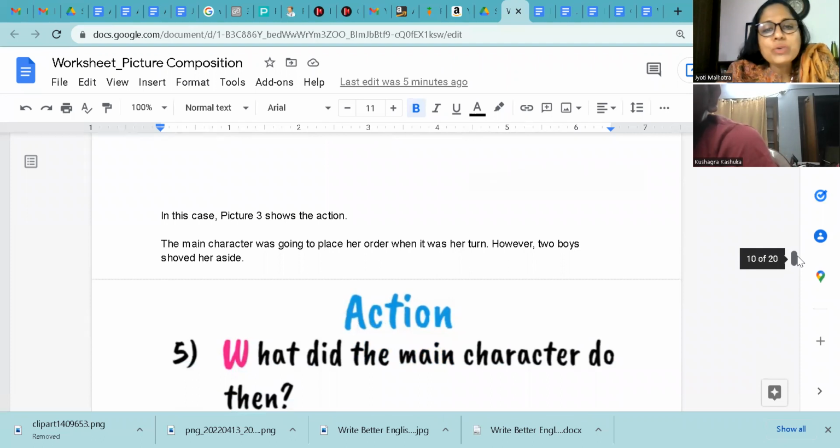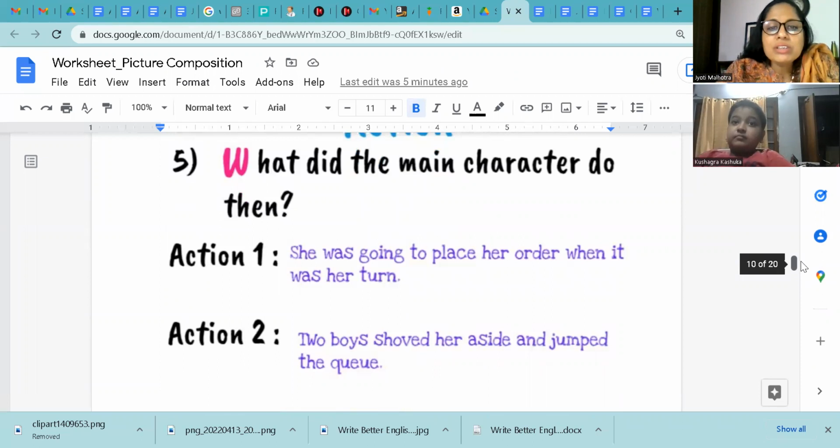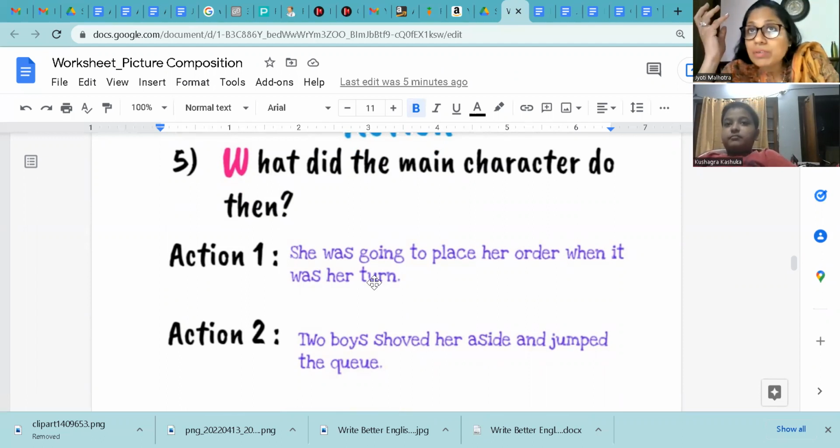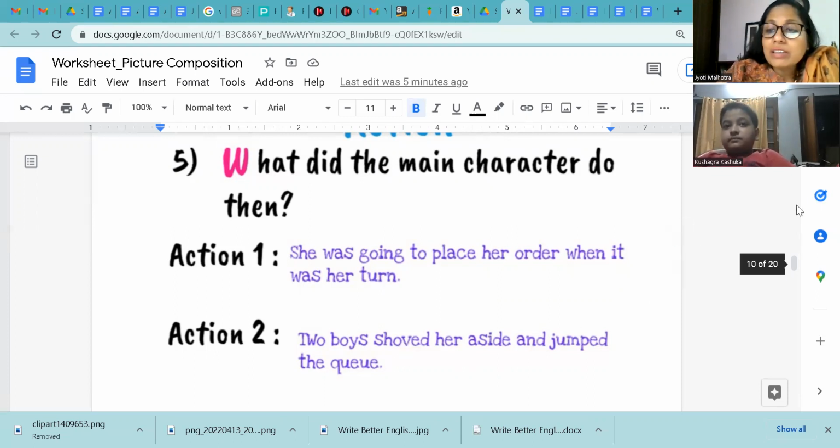No, that's okay. We are not just looking at her. First of all, she wanted to buy the noodles. Then she was just about to place her order when her turn came. But then suddenly, what happened? You are expecting her to buy noodles, but that doesn't happen. Something opposite happens, and that gives rise to high emotions. You feel angry at these two boys for having jumped their turn and shoved the girl who had been waiting for so long to buy her favorite cup of noodles. So the boys shoved her aside and jumped the queue.